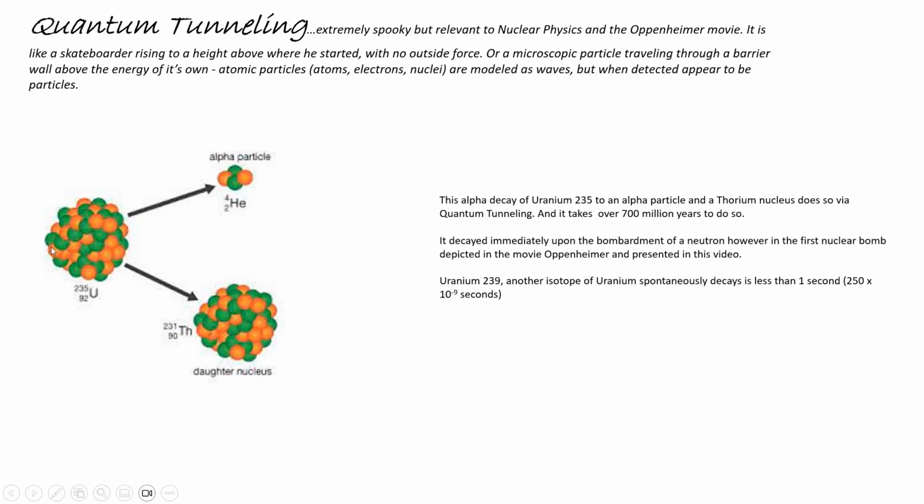Uranium 235 decayed immediately upon the bombardment of a neutron, however, in the first nuclear bomb, depicted in the movie Oppenheimer and presented in this video. Another isotope of uranium, uranium 239, spontaneously decays in less than a second. So uranium 239 wouldn't be such good fissile material for an atomic bomb. It wouldn't last long enough for one to use it as a weapon.